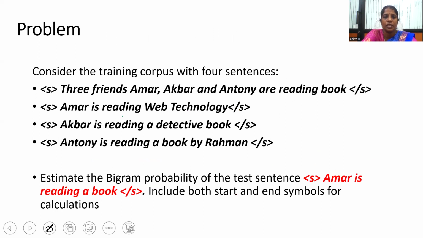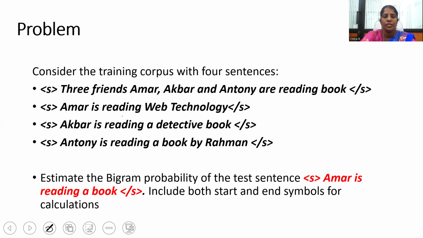Here is one question. This kind of question can be asked in the examination also. Consider the training corpus. From this, training is performed, and using a given sentence, we'll test its probability. Consider the training corpus with 4 sentences. Everything must begin and end with the start and end symbols. If it is given, fine. If it is not given, then you should include the start symbol as well as the end symbol /s.